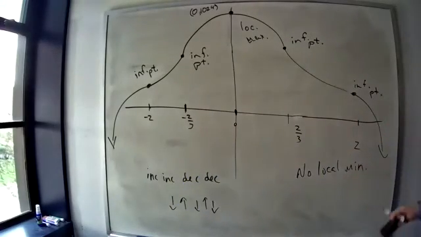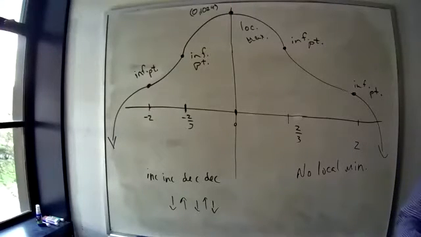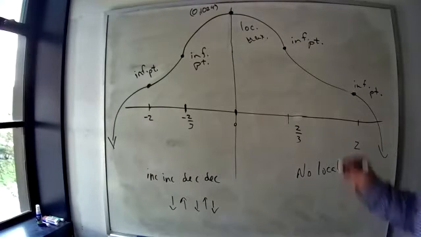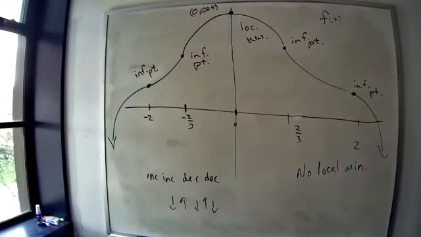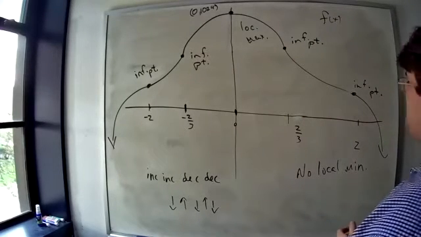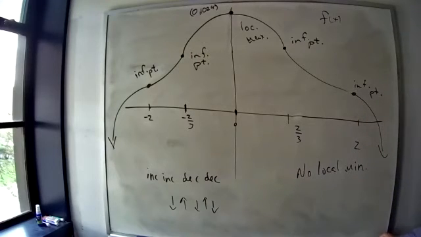This function does have no local minimum, in case you were wondering. It also has no absolute minimum. This doesn't ask about absolute minimum. So any questions about this one? Let's label this f of x. Now again, not drawn to scale. I guess this point goes through the x-axis. That's okay.